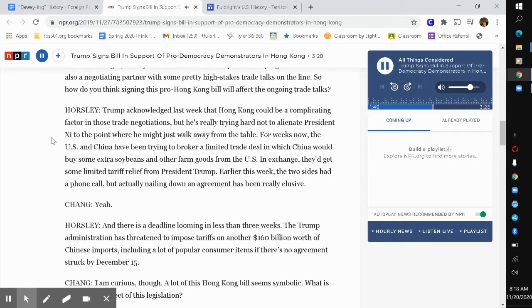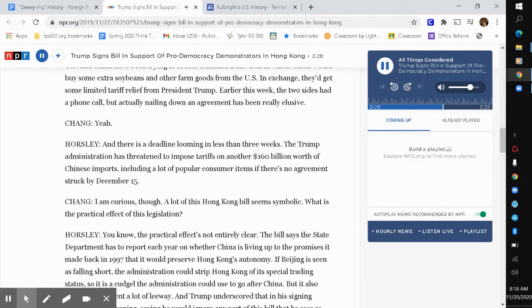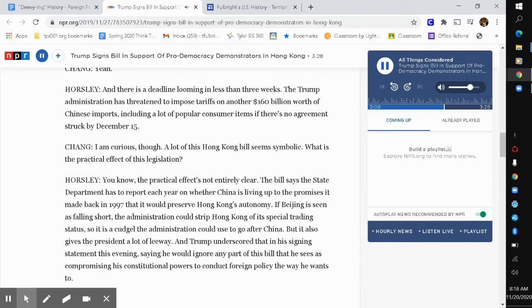For weeks now, the U.S. and China have been trying to broker a limited trade deal in which China would buy some extra soybeans and other farm goods from the U.S. In exchange, they'd get some limited tariff relief from President Trump. Earlier this week, the two sides had a phone call, but actually nailing down an agreement has been really elusive. And there is a deadline looming in less than 3 weeks. The Trump administration has threatened to impose tariffs on another $160 billion worth of Chinese imports, including a lot of popular consumer items, if there's no agreement struck by December 15th.